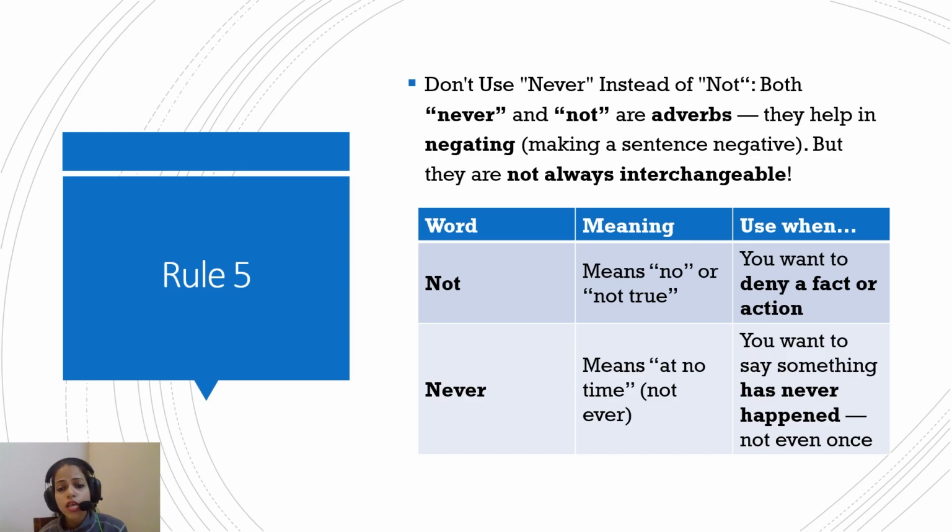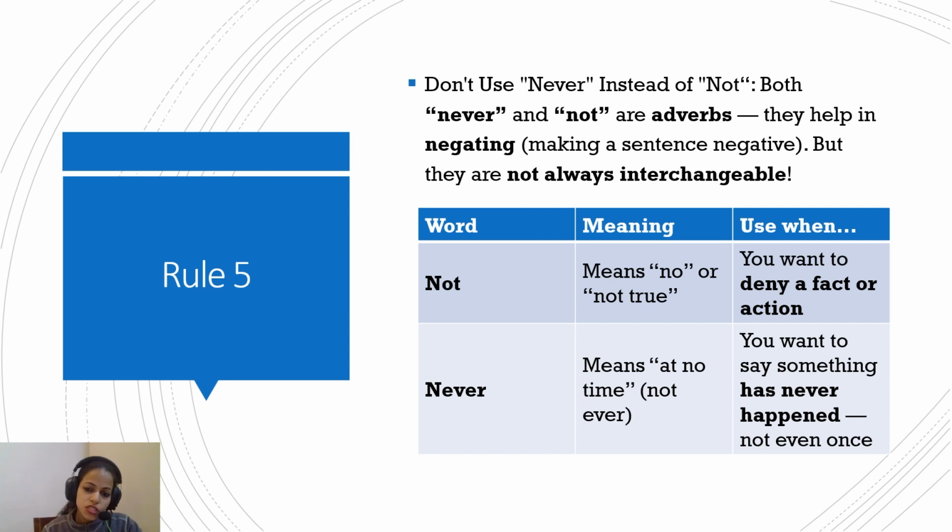So you don't use never instead of not. Both never and not are adverbs and they help in negating, that is, making a sentence negative, but they are not interchangeable. A lot of times students commit this mistake that they use these two words interchangeably. So the word not means at this point it is not true. You want to deny a fact or action.